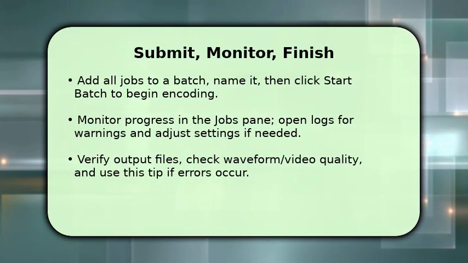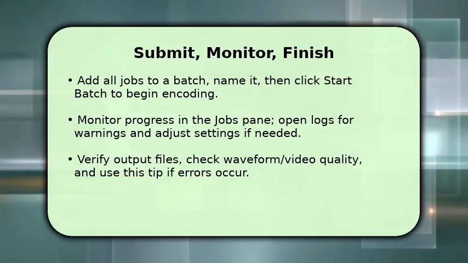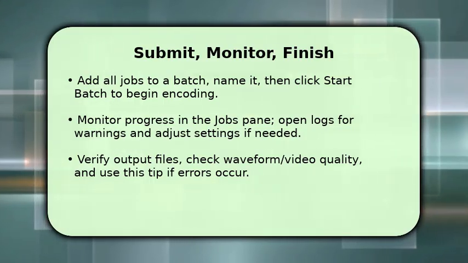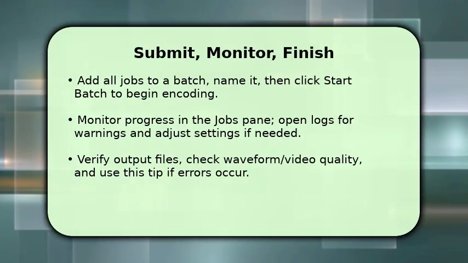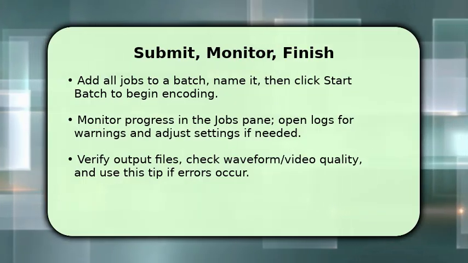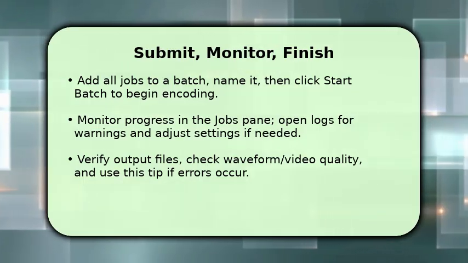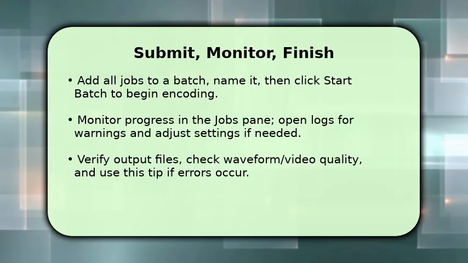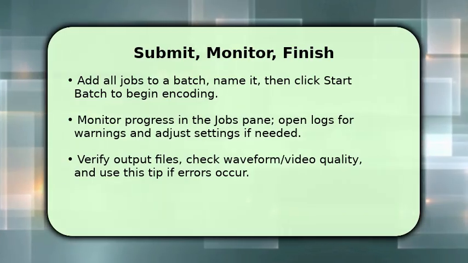With your batch assembled, name it clearly and click Start Batch to begin encoding. Compressor will run jobs concurrently according to available cores. Monitor progress in the Jobs pane and inspect any warnings in the log so you can tweak settings for subsequent batches. Once finished, verify outputs visually and by checking audio waveforms and file metadata.